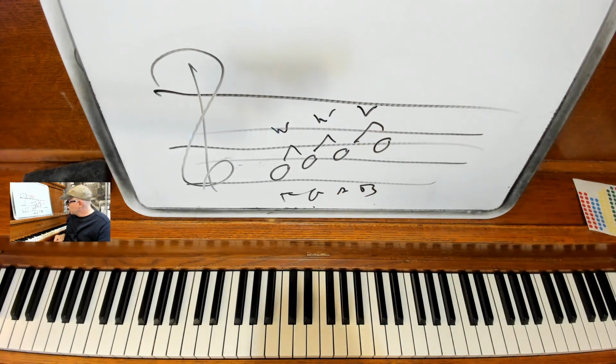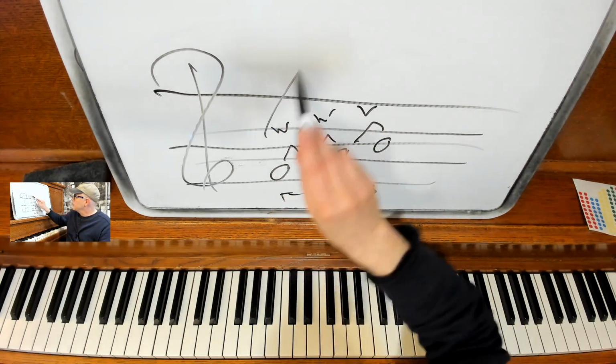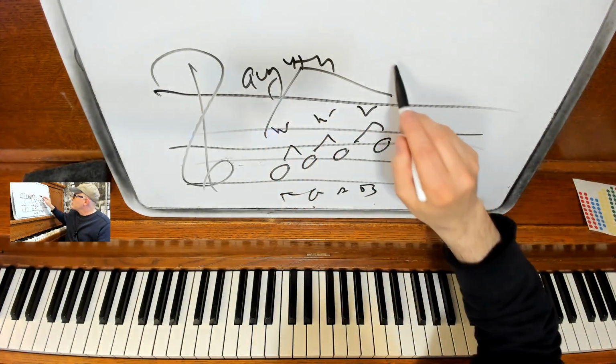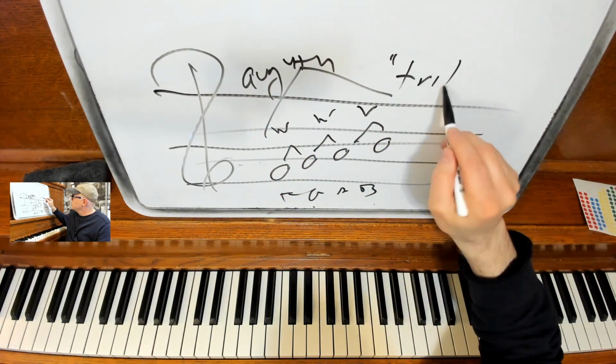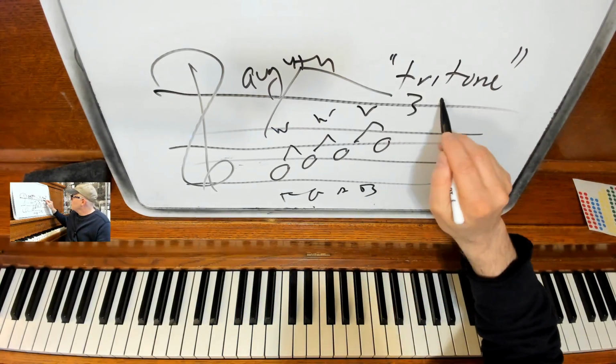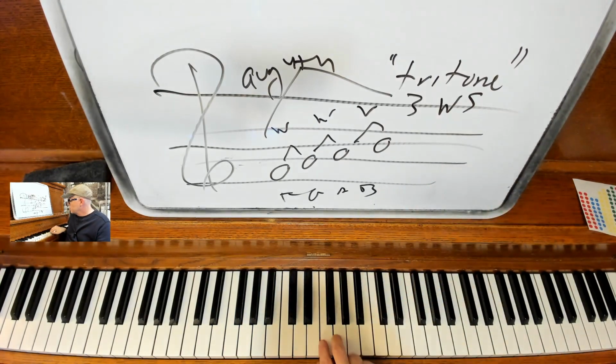And the distance from F to B, we said, was an augmented fourth. It could also be what we call a tritone. That's really important if you're going to learn jazz. And a tritone means three whole steps, okay? Those are three whole steps in distance.